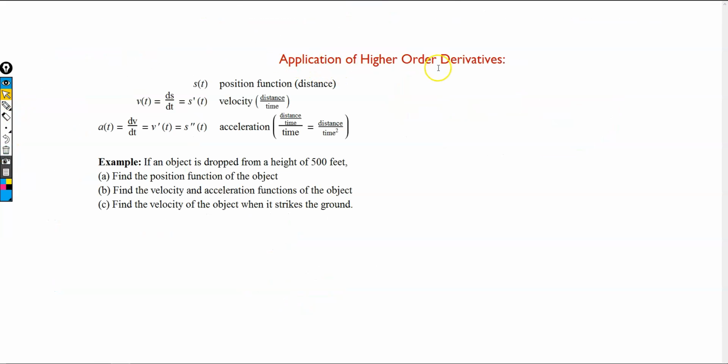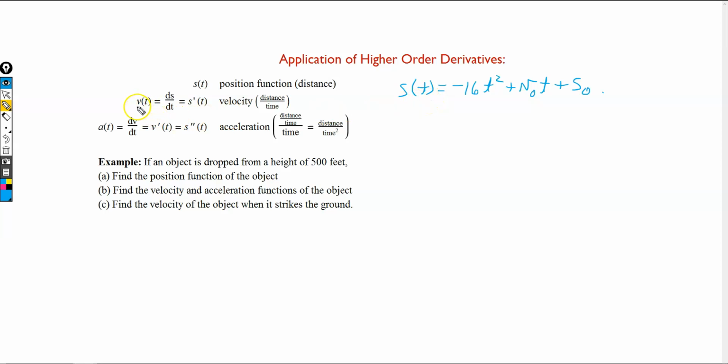Now, let's take a look at some applications of higher order derivatives. So, if you remember, when we were talking about throwing an object upward or downward near the surface of the Earth, remember that we had a position function given by something that looked like this. And so we called s of t our position function.